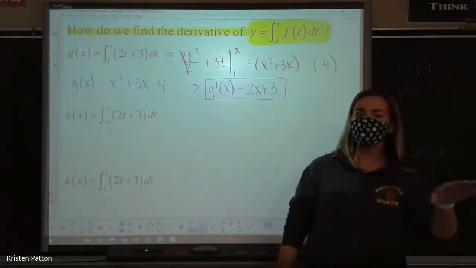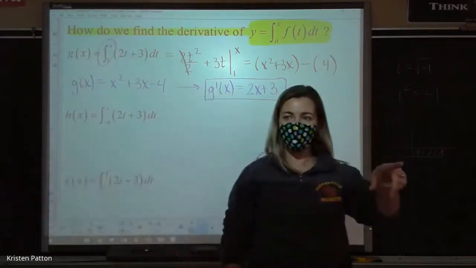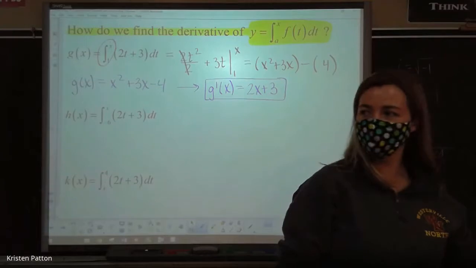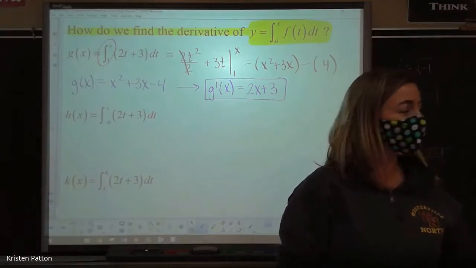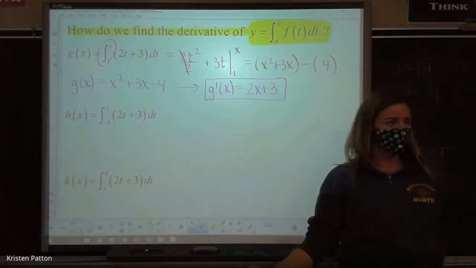Because what did we actually just do? This symbol tells us to take the antiderivative, but then we took the derivative. Well, that's like saying, hey, take 2 steps forward, and then you know what? Take 2 steps right back. Agreed? Like, you don't go anywhere.